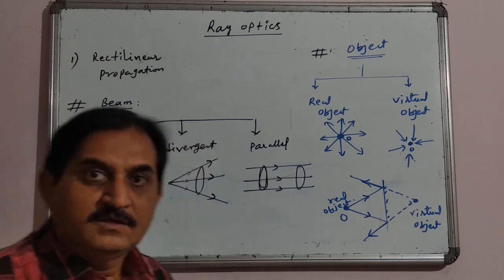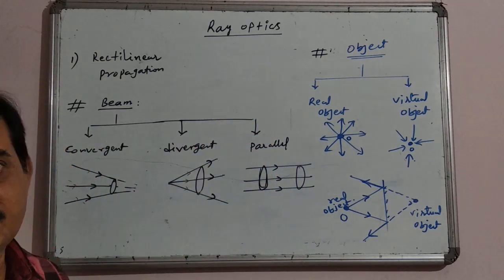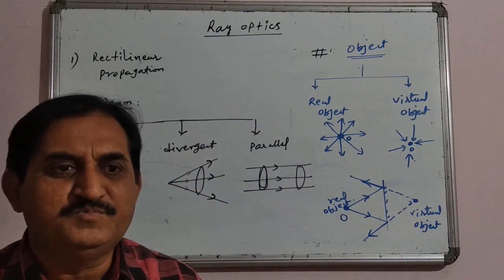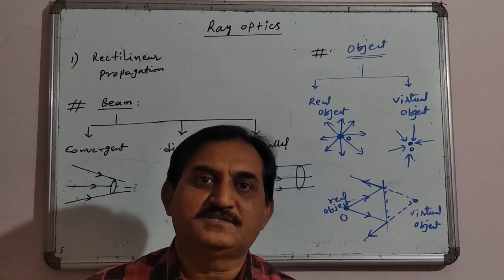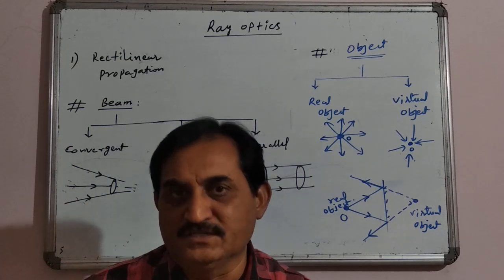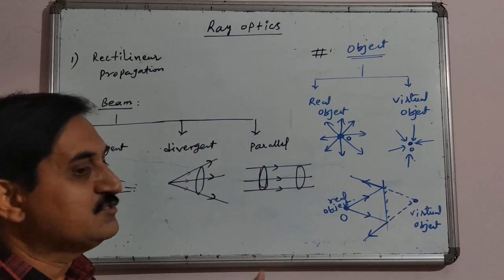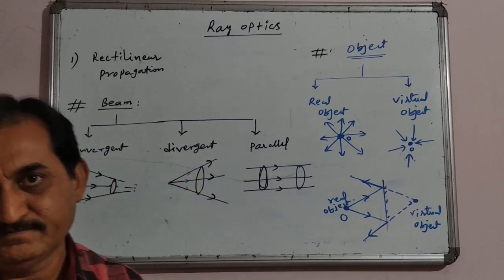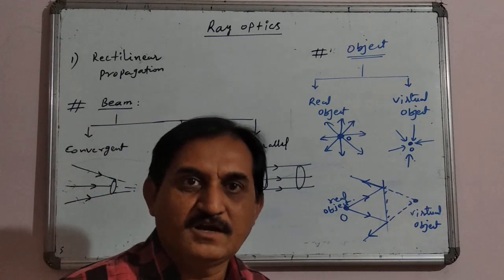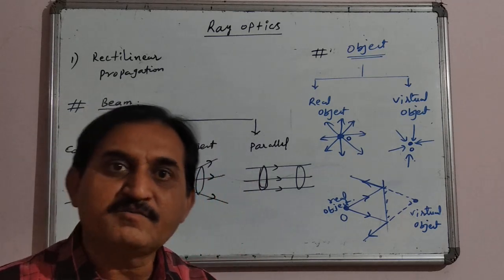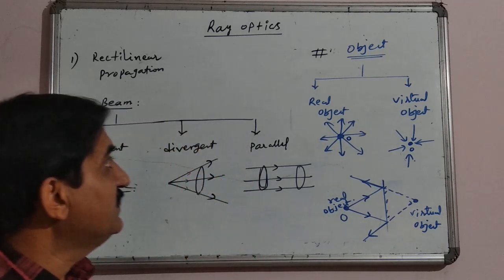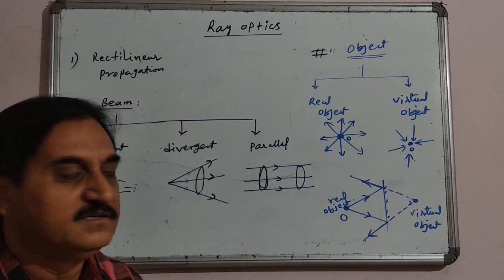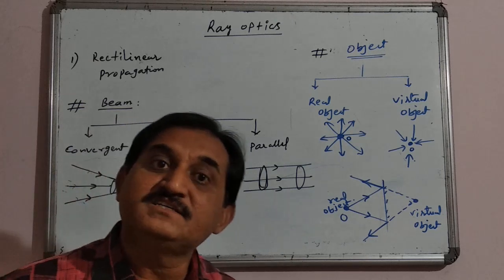Now, let us move on to the object. What is an object? In optics, the meaning of object is different. It is called an optical object, as distinct from a general object. Our meaning is different. Here, an optical object is decided by the diverging light only.